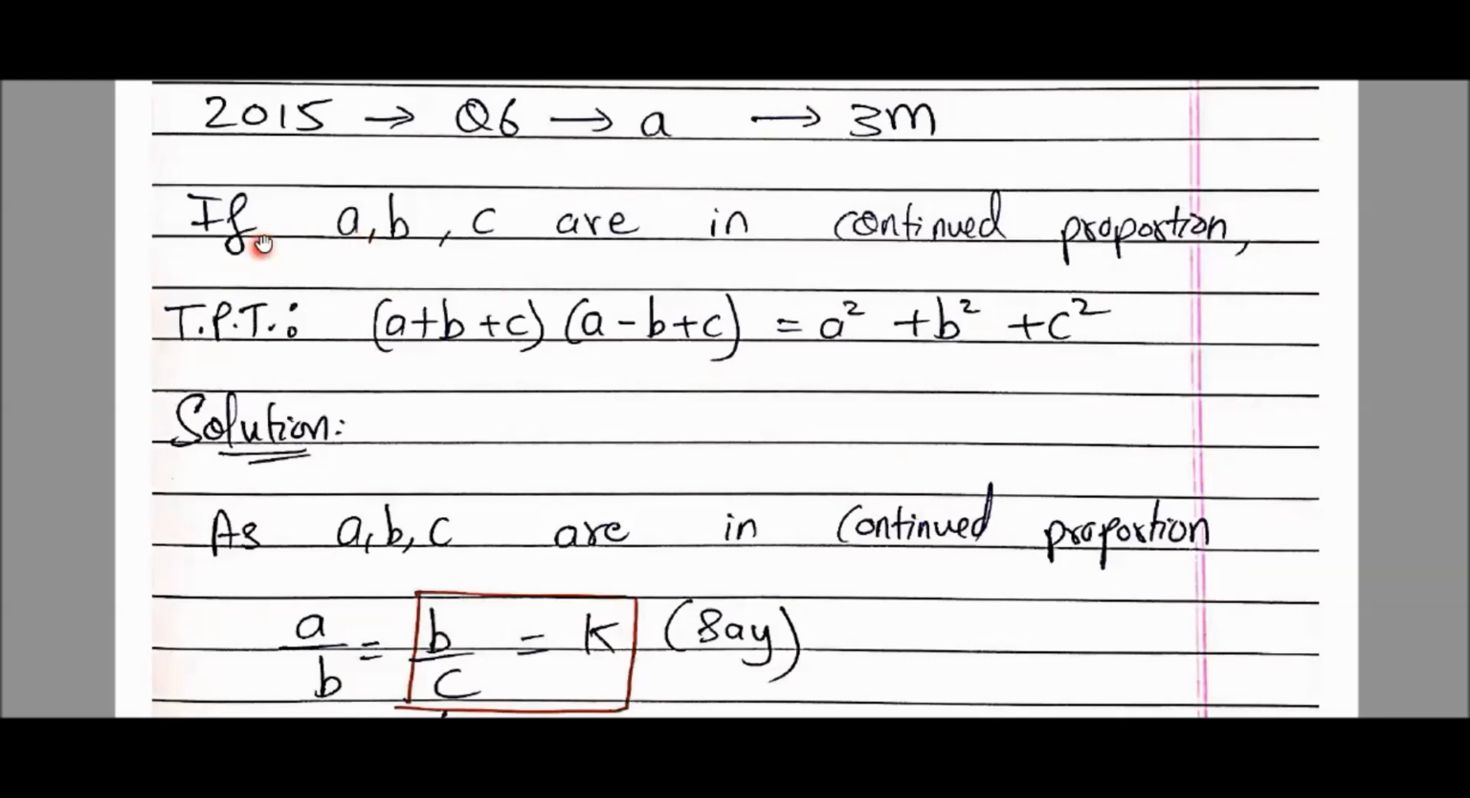Okay. See, understand the scenario. If A, B, C are in continued proportion. Okay. Sabse pehle kya aata hai? A, B, C continued proportion dekh ke na. Of course, B is the mean proportion between A and C. Okay. And if we write in ratio form, toh kya likhenge? A upon B is equal to B upon C. This much you should know.